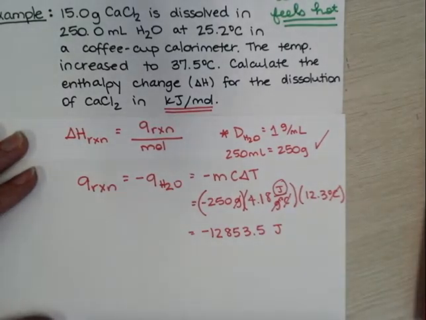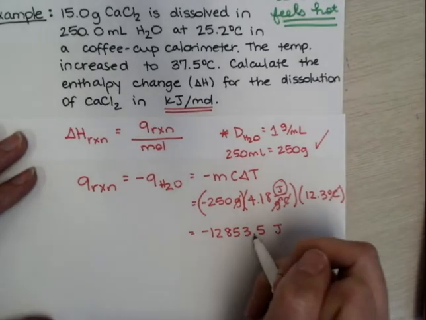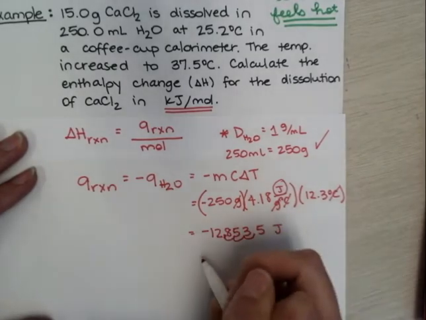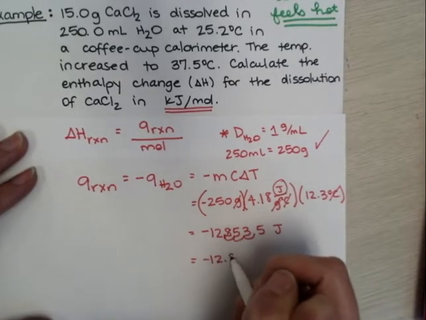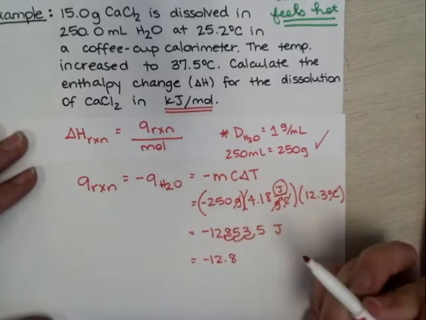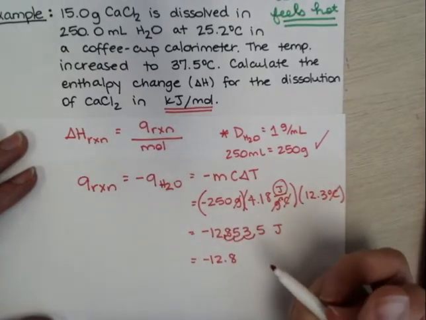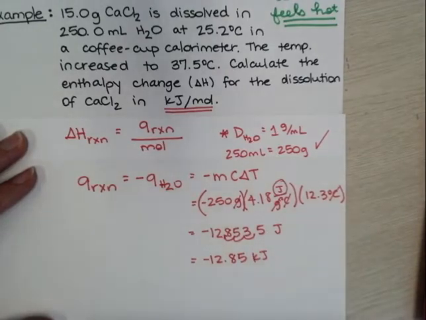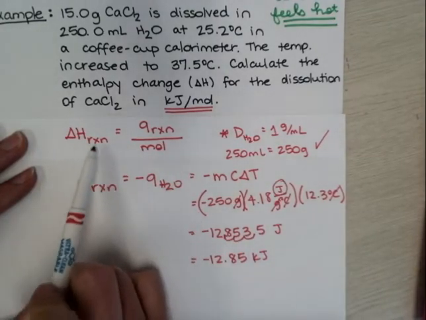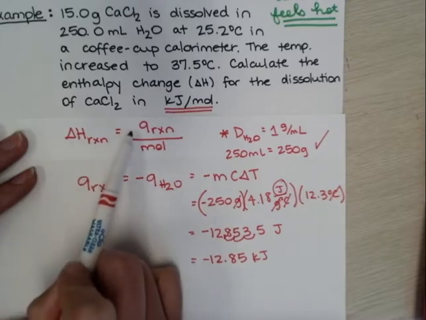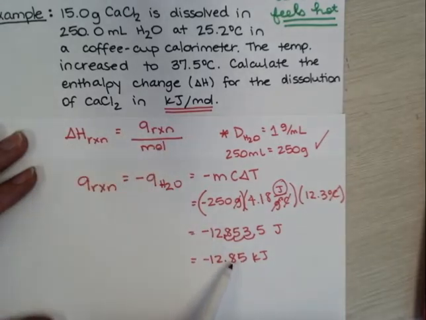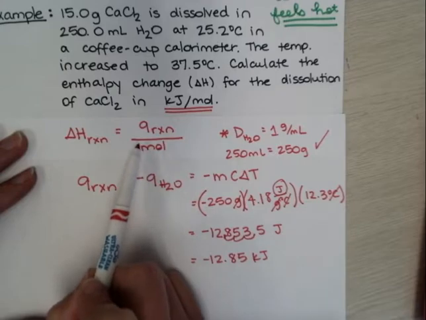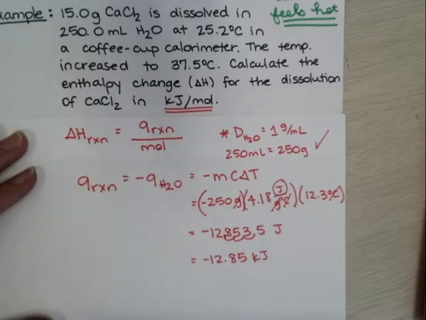That's a lot of joules. So we can easily make that kilojoules by moving our decimal place over. And really, I only need 3 sig figs. Well, I'm going to leave it 4 for right now. We can change it here in a minute. So those are my kilojoules for my heat of reaction. Right? That's my Q reaction in kilojoules. But I need to divide that per mole of what I'm dissolving.